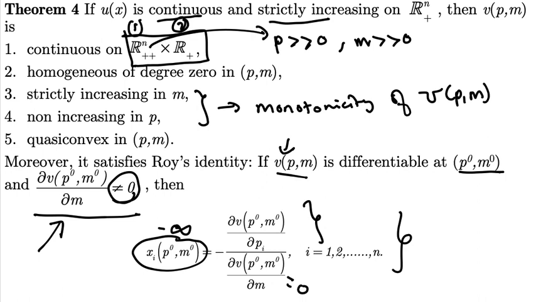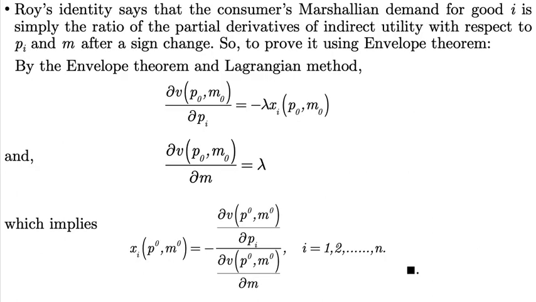Now, let me show you Roy's identity here. What does it mean? Roy's identity says that the consumer's Marshallian demand for good i is actually the ratio of the partial derivatives of the indirect utility function with respect to P and M, after a sign change. Okay, after a sign change. So if you look here, it is a ratio of partial derivatives of the indirect utility. The indirect utility is written as this, isn't it?